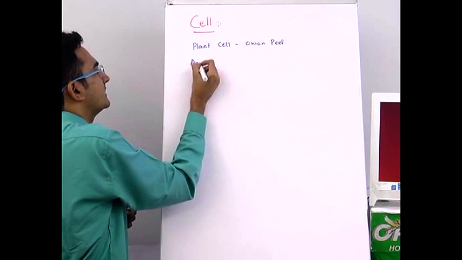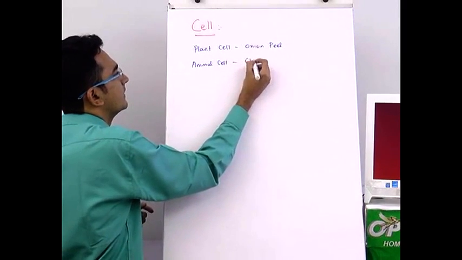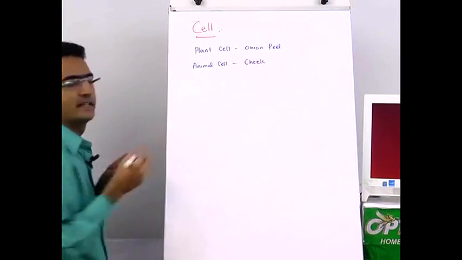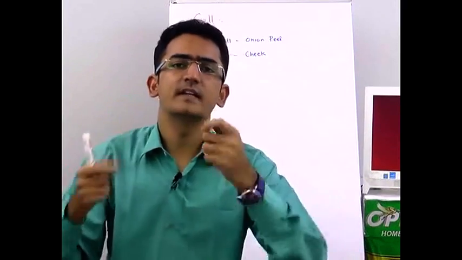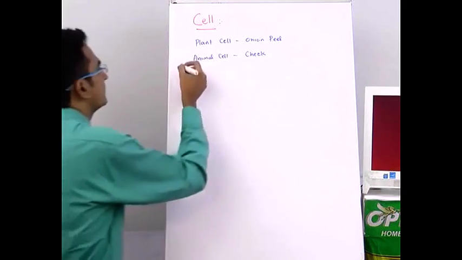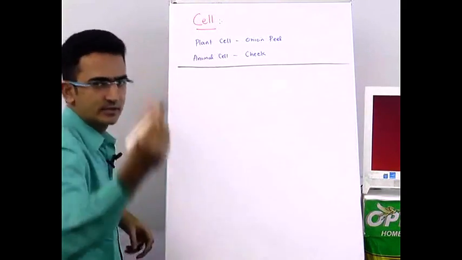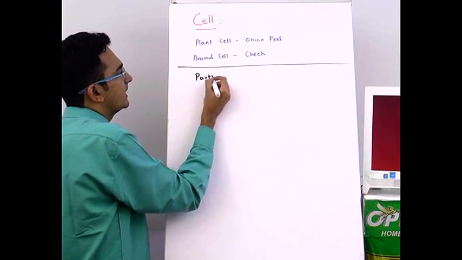Whenever we study it, the plant cell is generally studied with the onion peel. And the animal cell is generally studied with the cheek cells. Cheek cells, that is the inner layer of the cheek, the mucosa or the epithelial lining as we call it, is generally studied if you are doing it in humans. And when we try to study it, these are the parts of cell we come across.